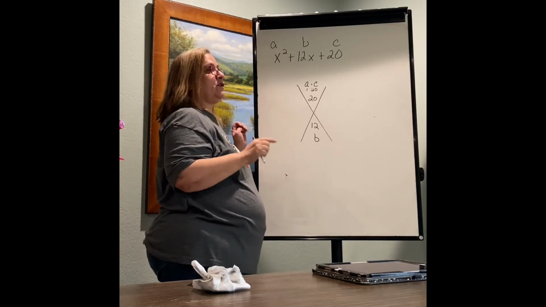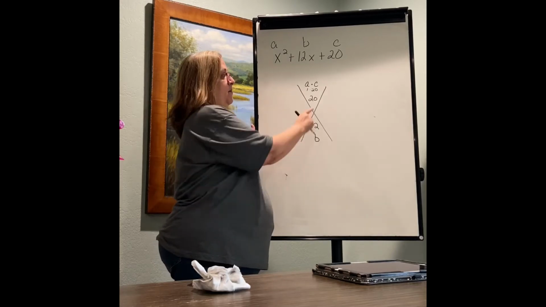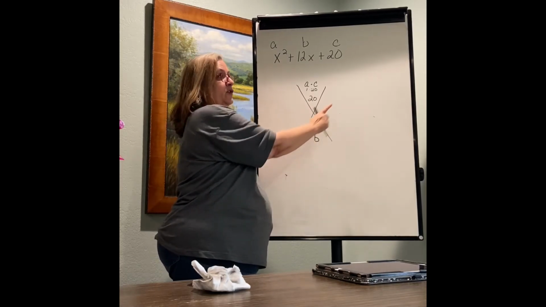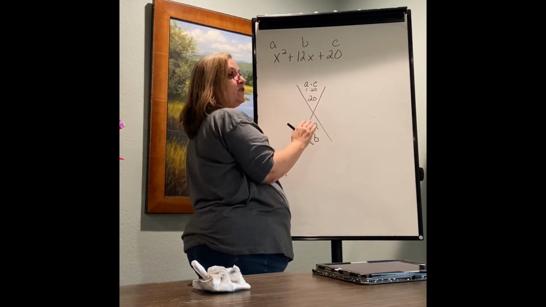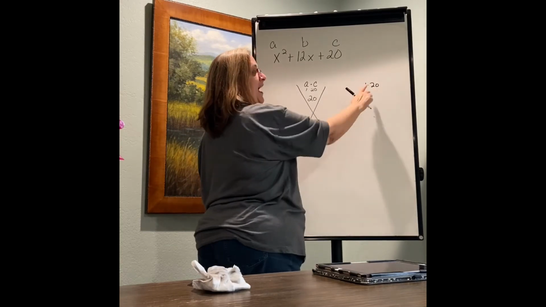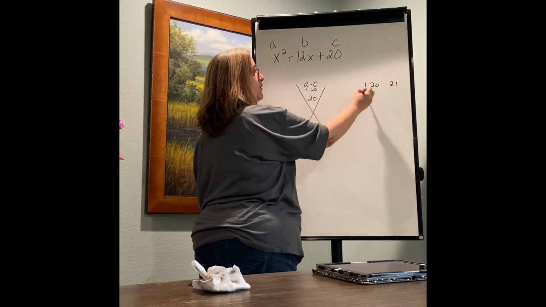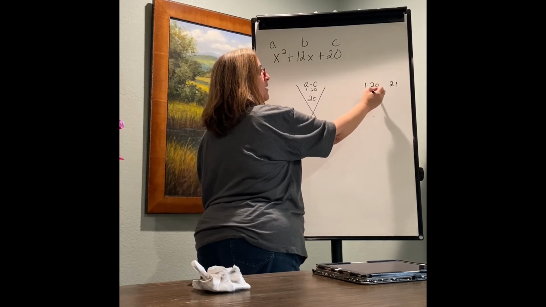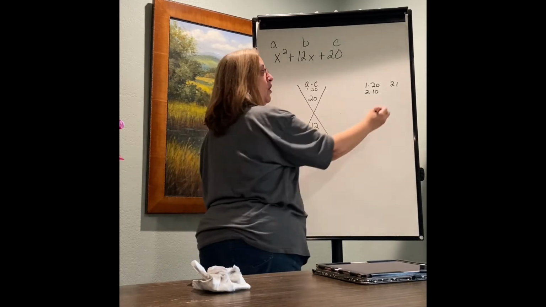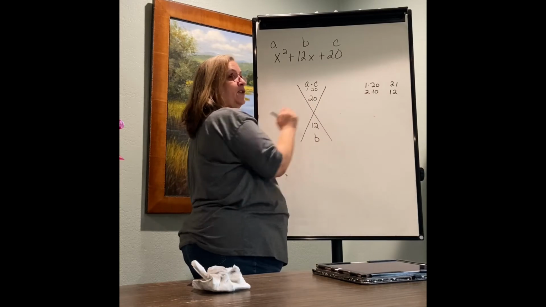We're looking for two numbers that multiply to 20, but add up to 12. So we can do that over here. Factors of 20, 1 times 20. Well, if I add those two numbers together, I get 21. And then we could do 2 times 10. 2 times 10 is 20, and if we add those two numbers together, we get 12, which is what we're looking for. So these are my two factors.